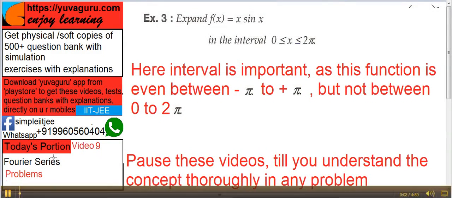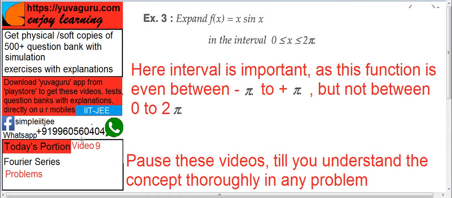Hi friends, let's solve Fourier series, video number 9, problem number 3. Expand f(x) = x sin x in the interval 0 to 2π. Remember, in this function specifically, the interval is very important because this function is even. If you plot this function between -π to π, you'll see that it is even. But on 0 to 2π it's not even. So that's why the period is important in this function.